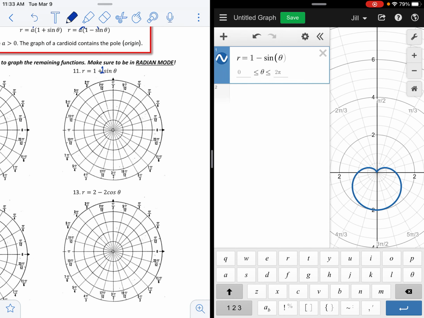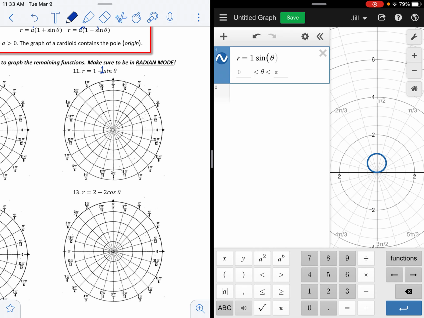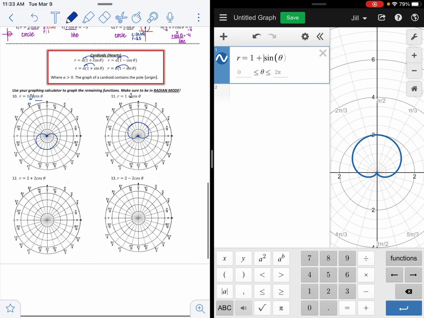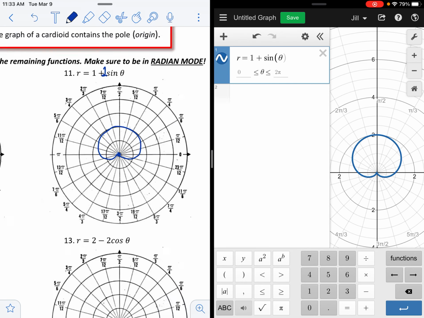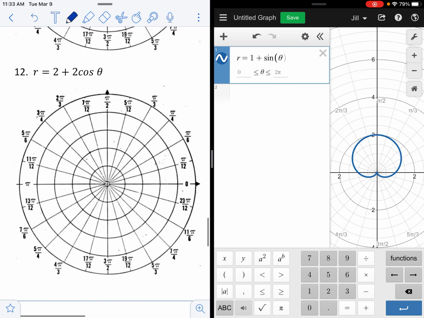All right, let's try another one. So this one is r equals 1 plus. I'm just going to tap there, go backwards, and hit plus instead. So notice it just moved to the positive y-axis, but that indent right there is still at 0, 0. Do you have to make sure it touches this? No. I'm okay with you just saying, okay, it's on the positive y-axis and it touches 0, 0.